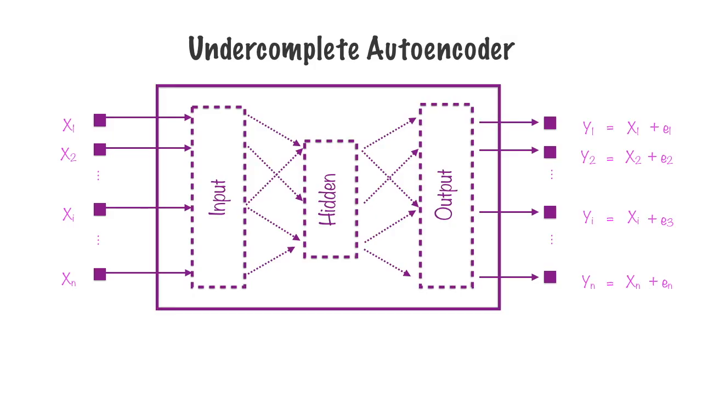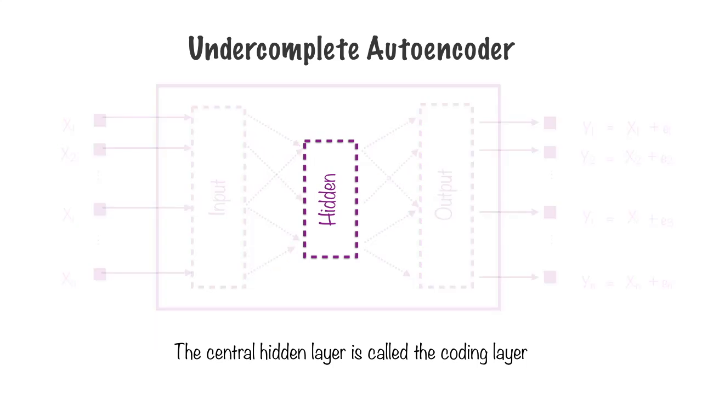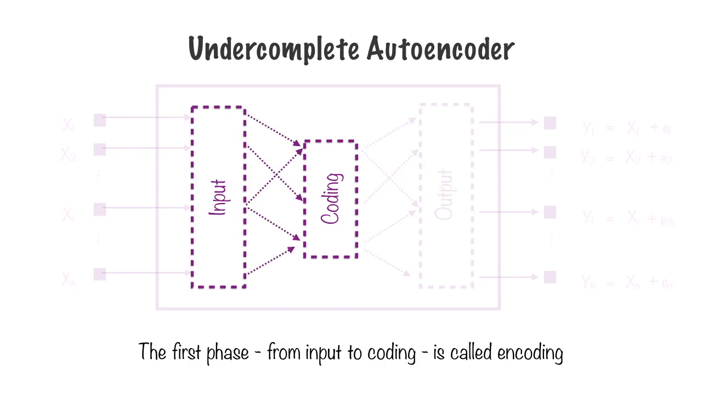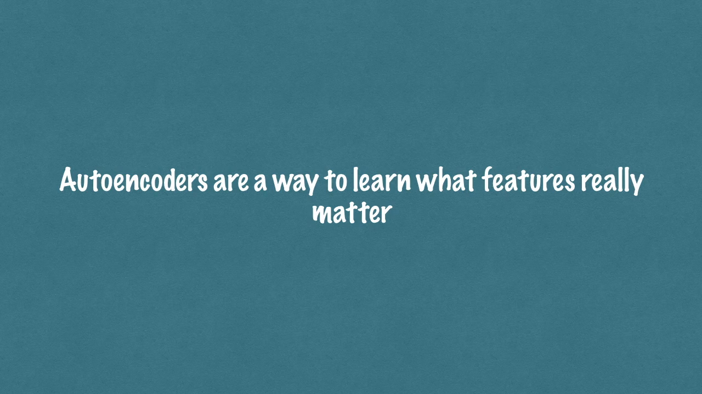Let's go back to our undercomplete autoencoder and learn some terminology that will allow us to describe the process that we just spoke of. The central hidden layer is called the coding layer. This hidden layer is what contains a coded or an encoded representation of the input data. The process of converting the input data to its encoded form is called encoding. Input to the coding layer is called encoding, and from the coding layer to the output is called decoding. Representing this data using a reduced dimensionality code forces autoencoders to learn what features really matter.